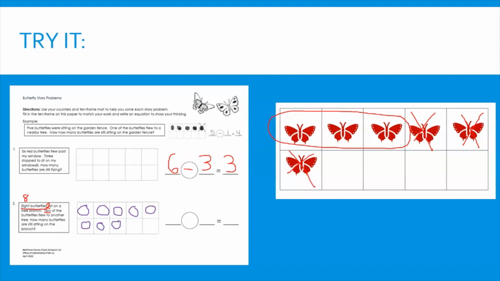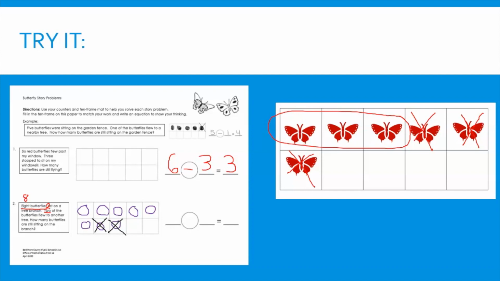2 of my butterflies are going to fly away, and we're going to show that with an X again by crossing them out to show the separation of the set to remove 2. So I'm going to cross out 1 and 2. So I'm removing 2 butterflies. They're flying to another tree. We need to know how many butterflies are still sitting on our branch.